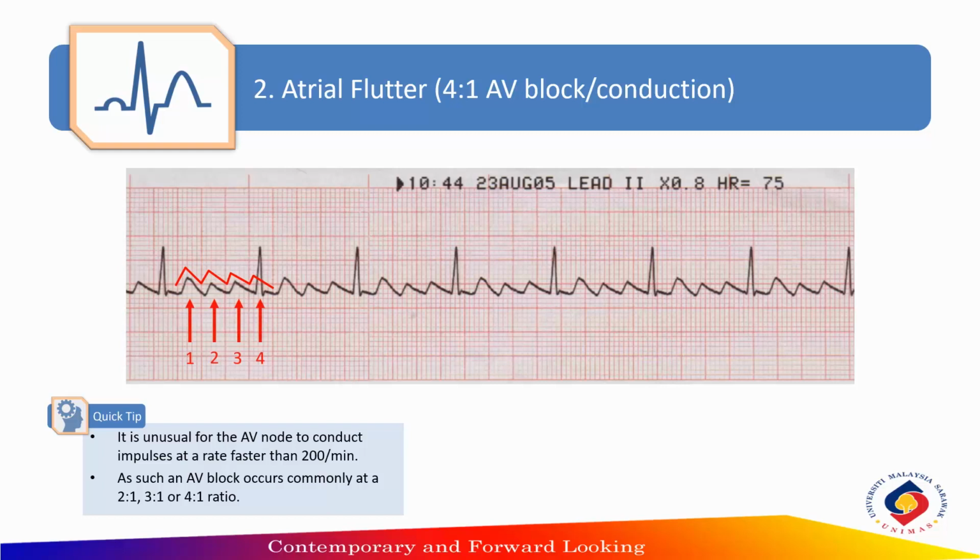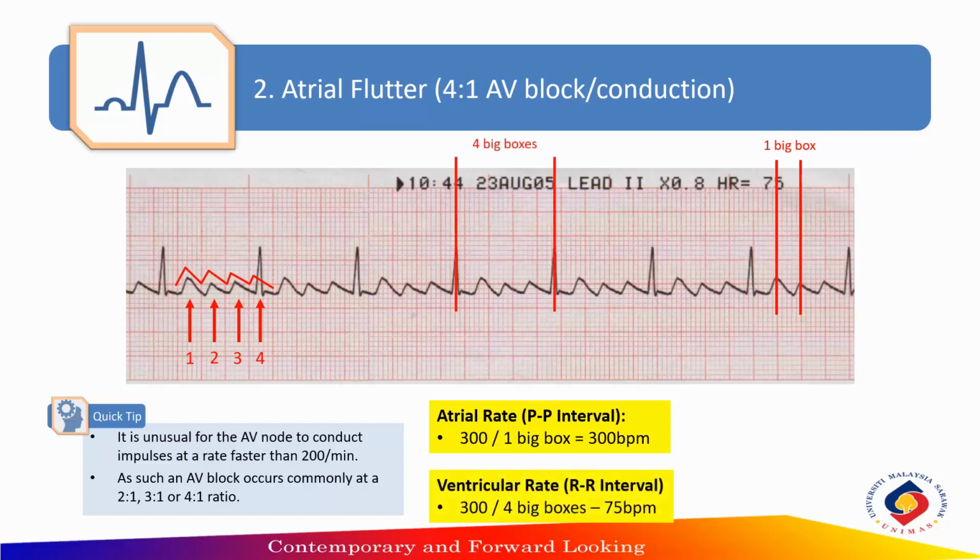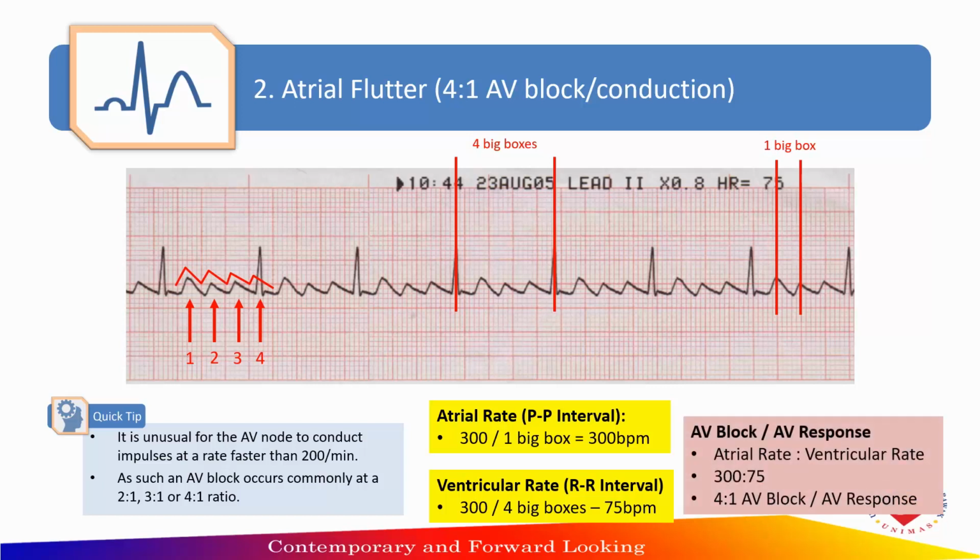To confirm our claims, we can quickly measure the atrial and ventricular rates to obtain a ratio. The P to P interval is measured as one big box, which makes the atrial rate 300 beats per minute. The R to R interval is measured at 4 big boxes, which makes the ventricular rate 75 beats per minute. When taken together, this gives us an atrial flutter with a 4-to-1 AV block.